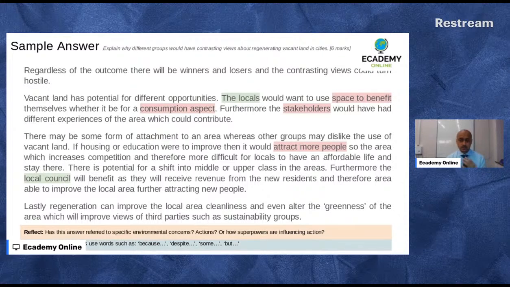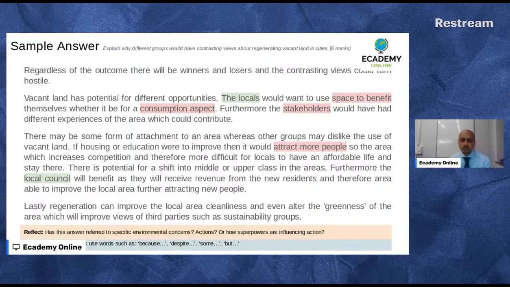Okay, so this bit here is establishing some of the issues with regenerating land, but it's not saying which stakeholder is going to be affected by it the most. It's not saying, okay, the locals are going to be affected by it the most. They are the ones that are going to be the most upset. Okay. So it talks about it's more difficult for locals to have an affordable life, but it's not talking about the fact that they are going to be upset in that process.